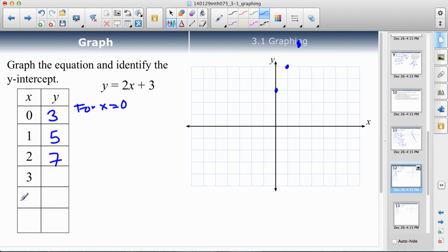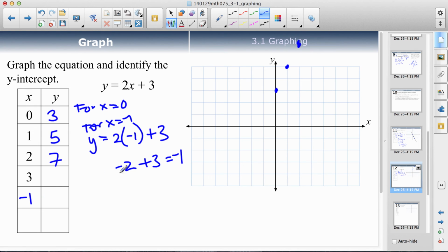Let's plug in a -1. So y equals, I can't do this one in my head, 2 times -1 plus 3. This is for x equals -1. 2 times -1 is -2, plus 3 is equal to... oh no, positive 1. Positive 1. So that's another point: (-1, 1).